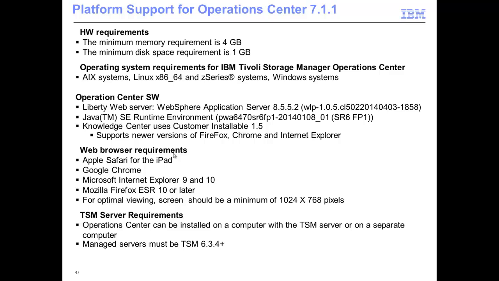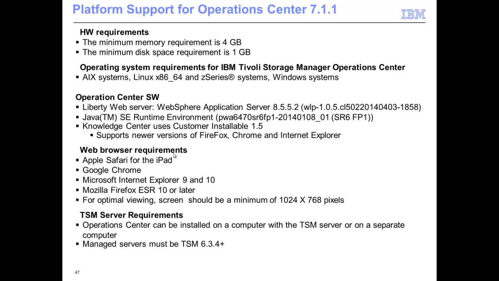So the Operations Center is a very small, rapid to install piece of software. You need about 4 gigabytes of memory and 1 gigabyte of space in order to install it. It does work on AIX, Linux, Z-Series Linux, and Windows operating systems. It can monitor any of the TSM 6.3.4 and above servers.